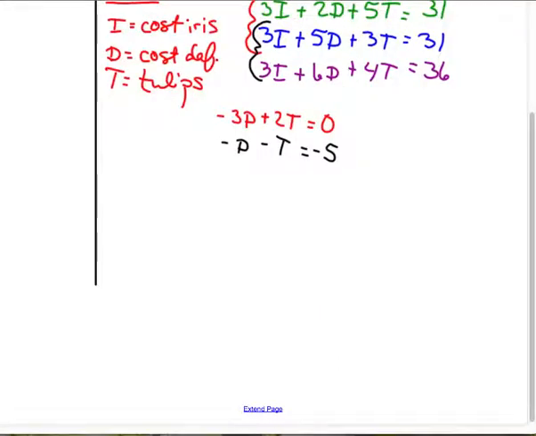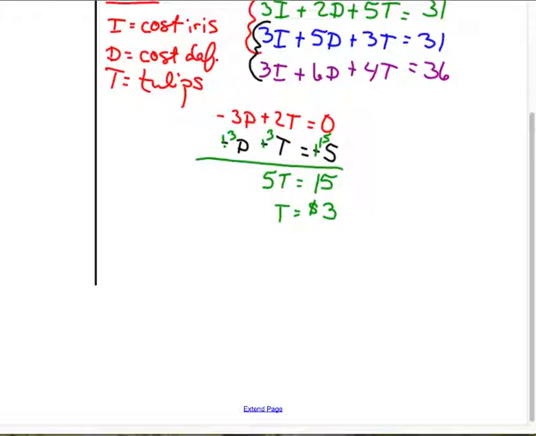I'm going to go ahead and eliminate the d. I'm going to multiply this by a positive 3. Adding these two together, my daffodils cancel. I have 5 tulips equals $15, so each tulip costs $3.